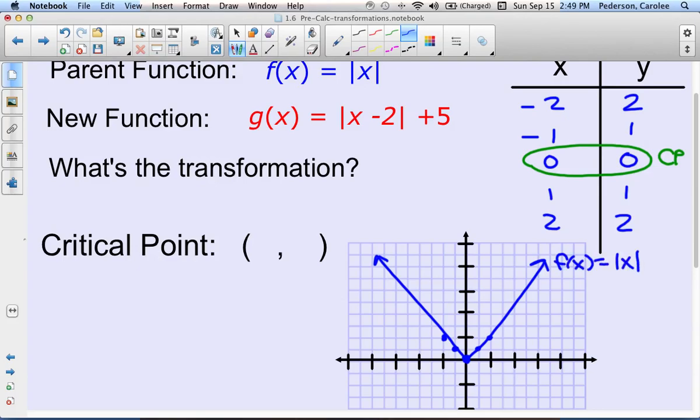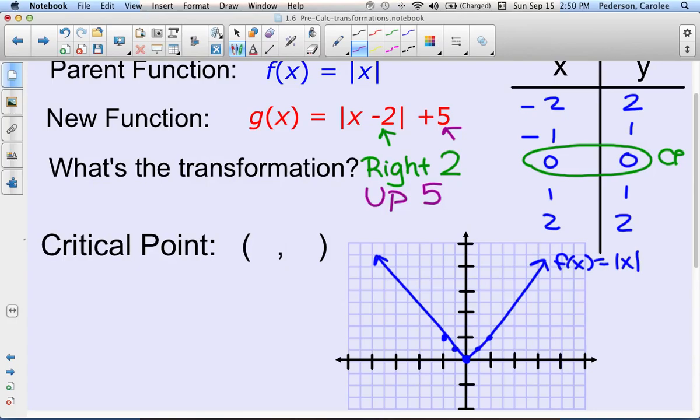Now we want to have a new function with some transformations in it. What are those transformations? So there's one transformation that's inside the function. That's a -2. So we need to shift that to the right 2. It's a horizontal shift, right 2. This piece is outside the function. It's a +5. So that's a vertical shift up 5. So we have two movements, right 2 and up 5.